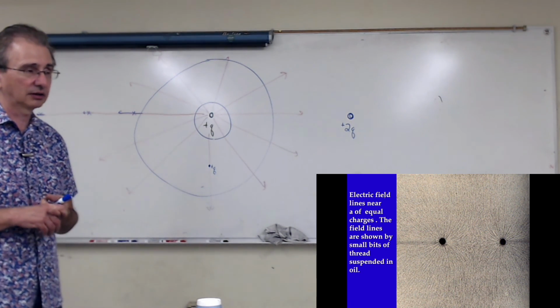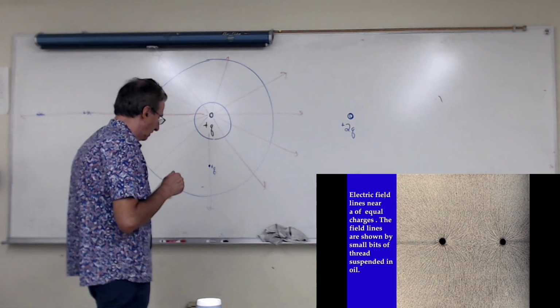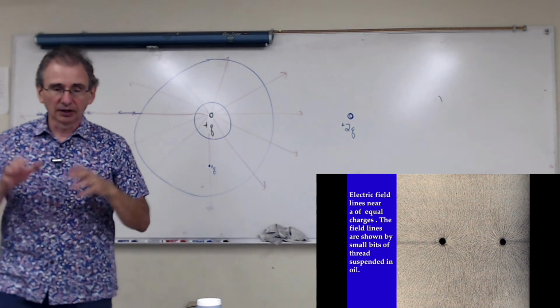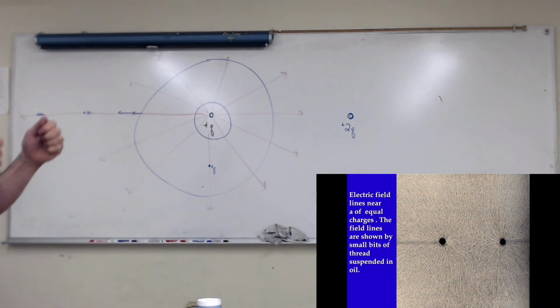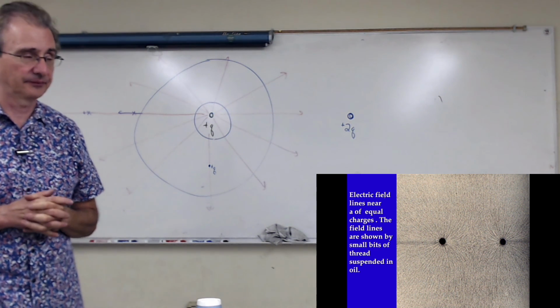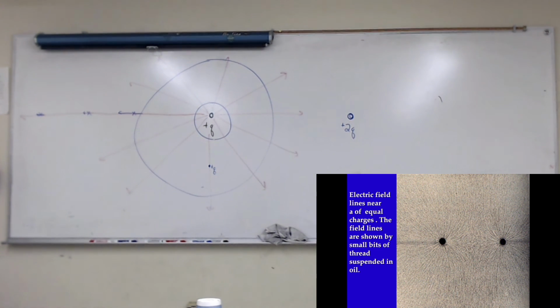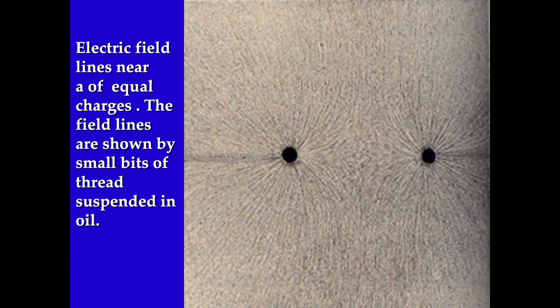I have the electric field lines due to two equal charges. What was done in this picture was they put two conductors in oil, and there were threads of string in the oil. When the conductors, the little dark dots, hold on a second, let me blow this up, were charged with the same equal charge, same sign, notice that the threads form lines. Those lines represent the field lines. Notice how they kind of repel each other in the middle because they're equal charges.